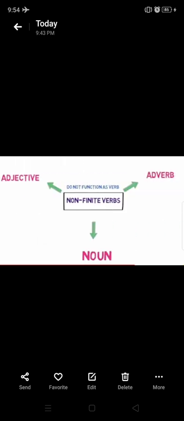Now, there are three functions of non-finite verbs. Though the name is a verb, it does not function as a verb, but rather it functions as an adjective, as a noun, and as an adverb. Now let us see each of these three functions one by one to understand.